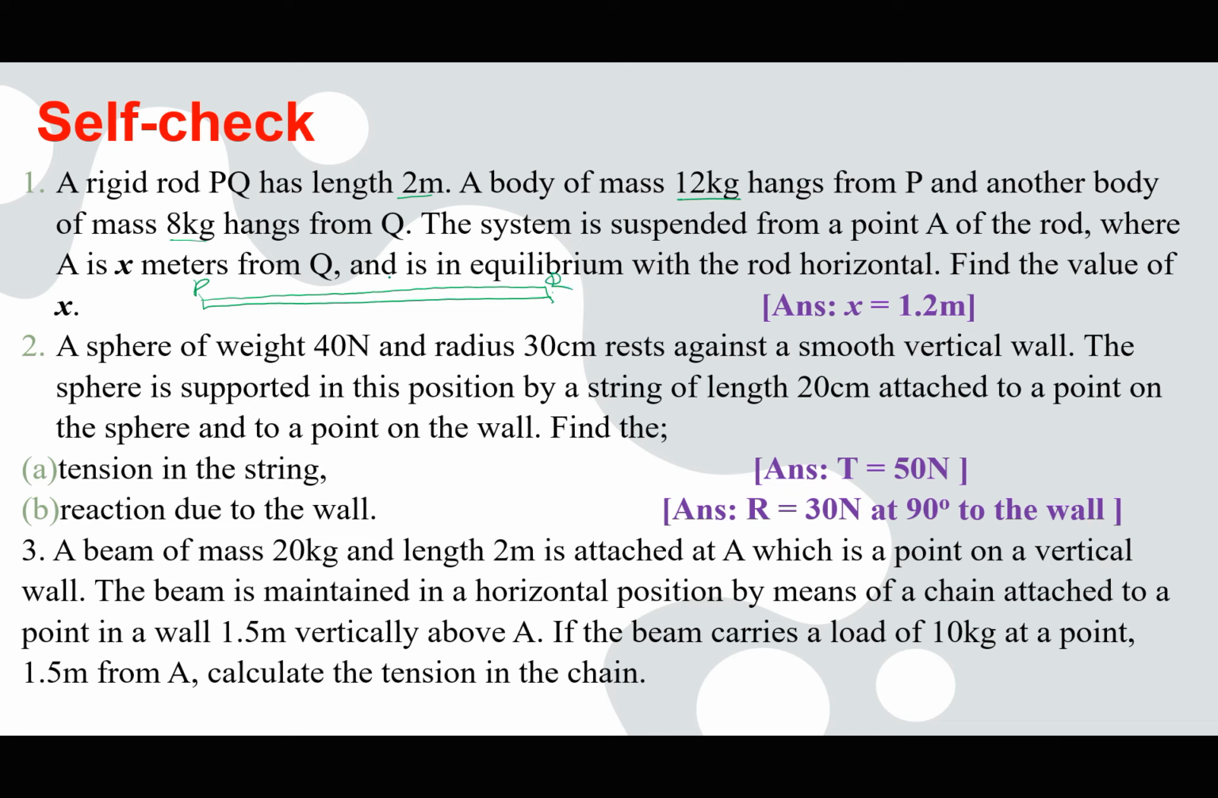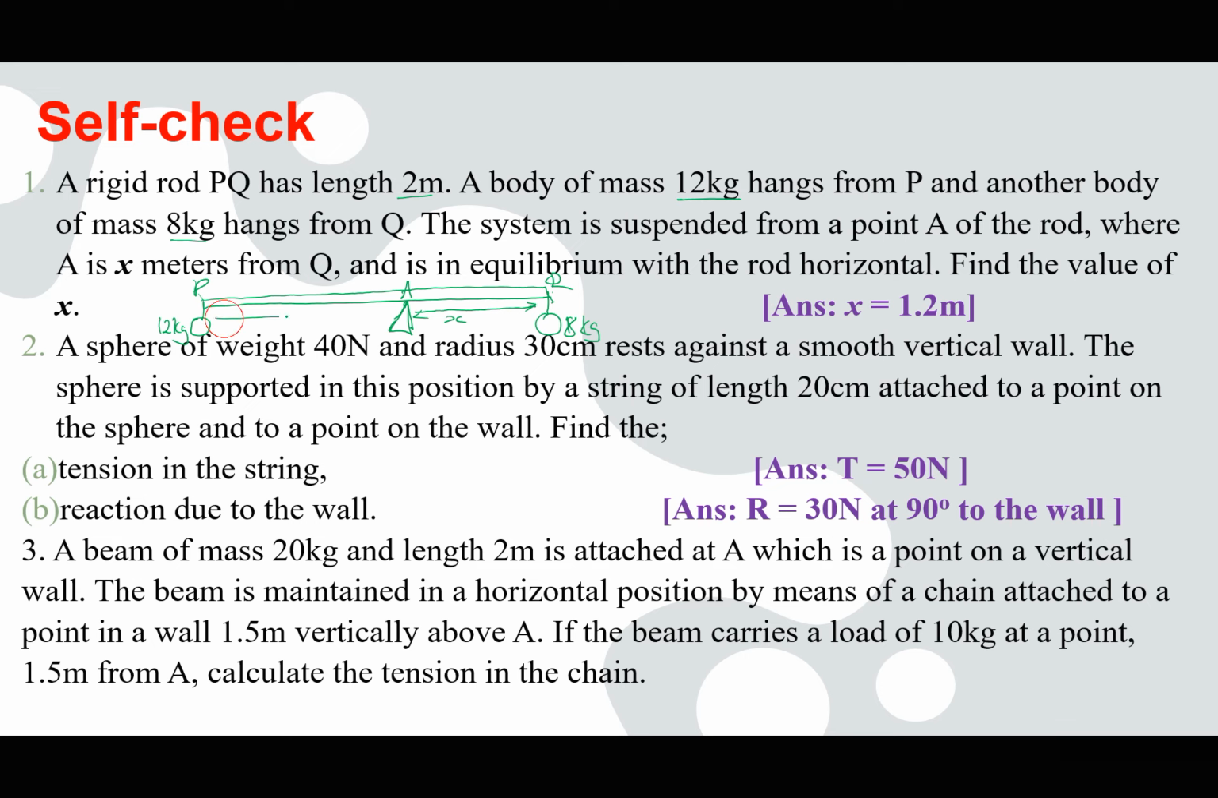It is 2 meters. A body of mass 12 kilograms hangs from P. So here there is a body of mass 12 kilograms. And another body of mass 8 kilograms hangs from Q. So here there is another body of mass 8 kilograms. The system is suspended from a point A of the rod where A is x meters from Q. So let's say this is the pivot A and A is x meters from Q and is in equilibrium with the rod horizontal. Find the value of x.